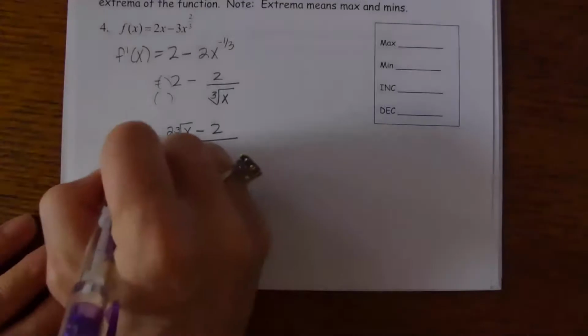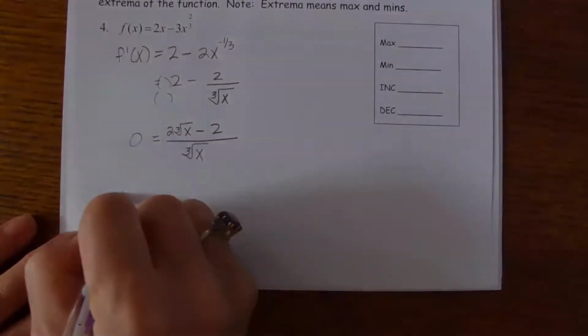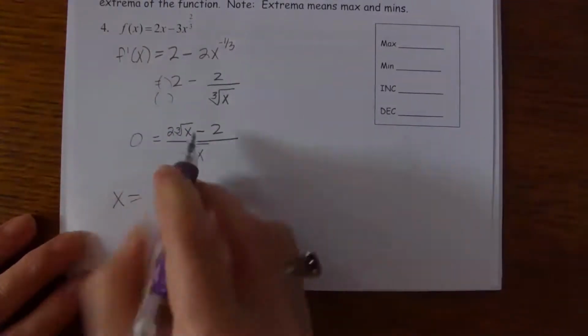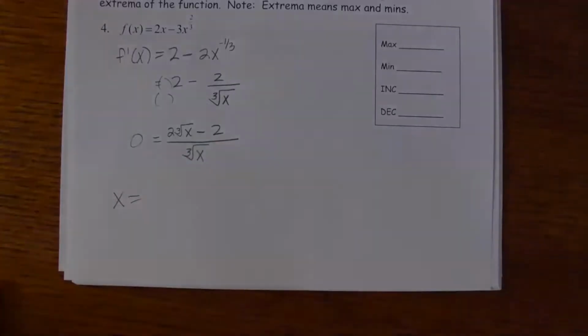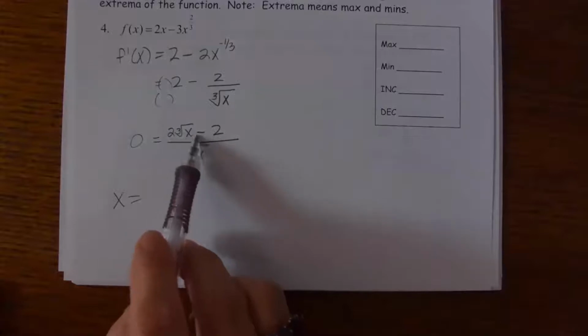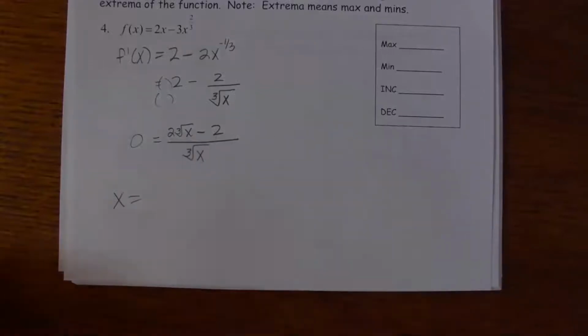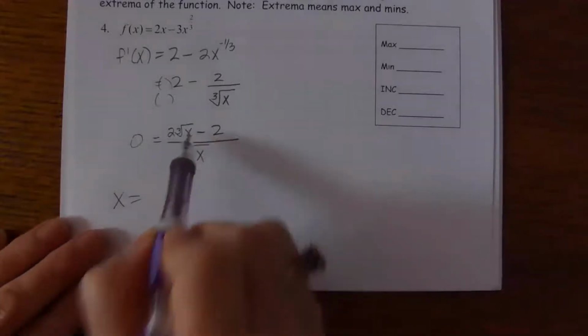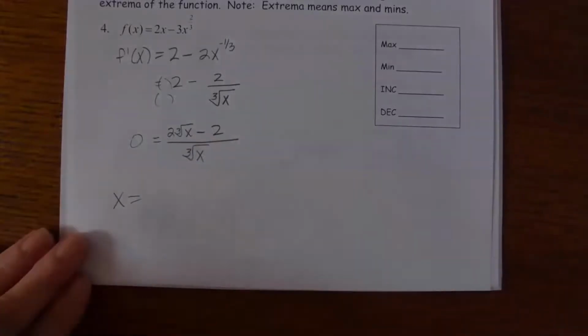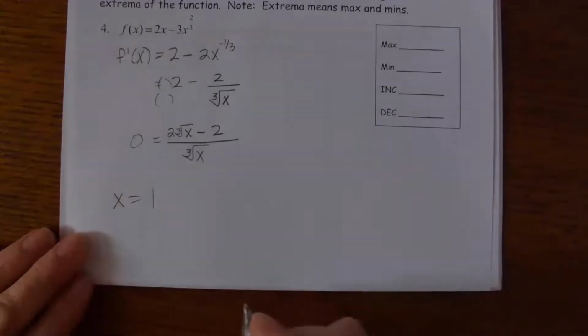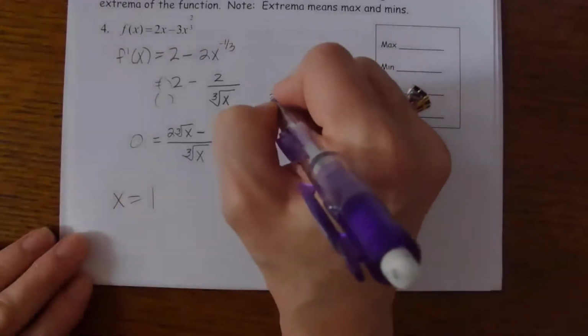So what is x? What could you plug in here to make the top 0? 2 times what minus 2 is 0? 1, right? Because 2 minus 2 is 0. So what do we need to plug in for x? A 1, right? You could see that with your eyes if you need to. You could do this.